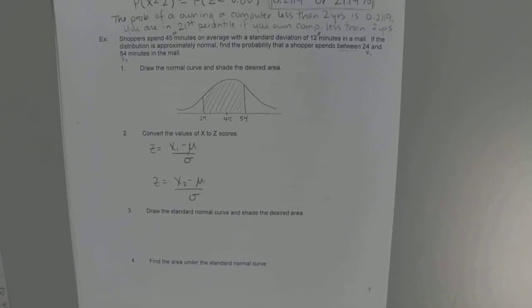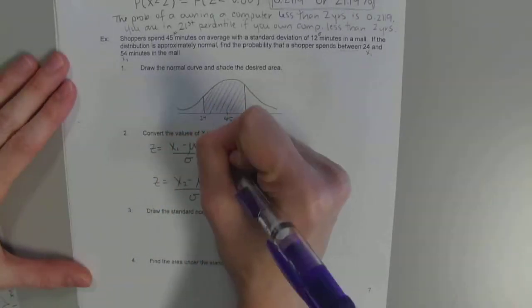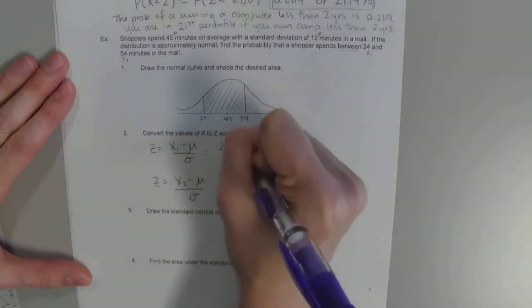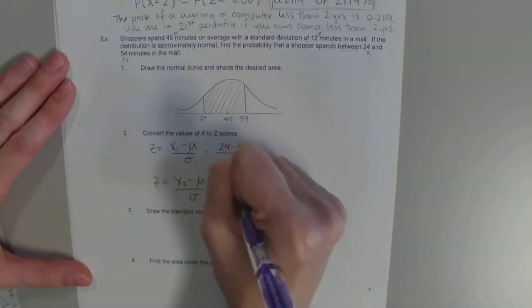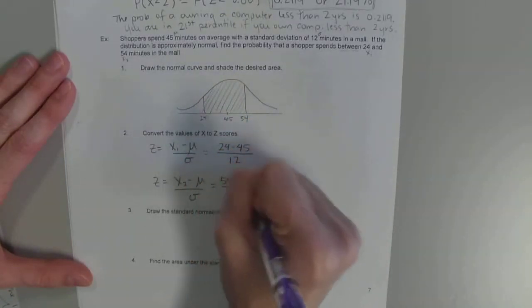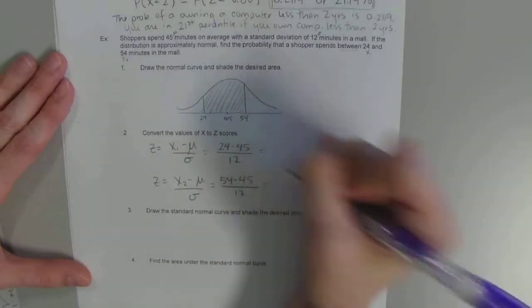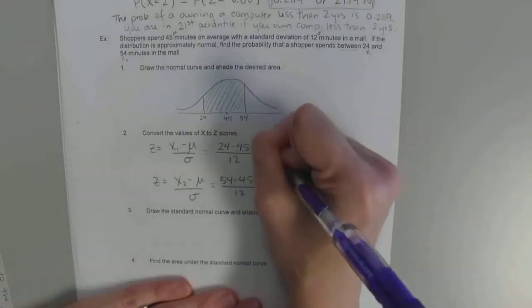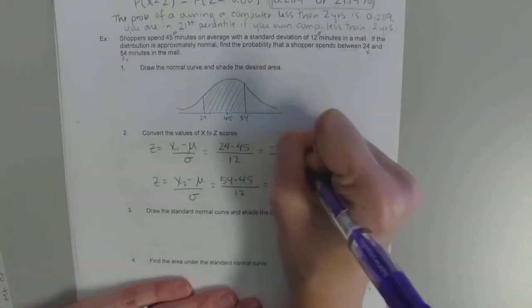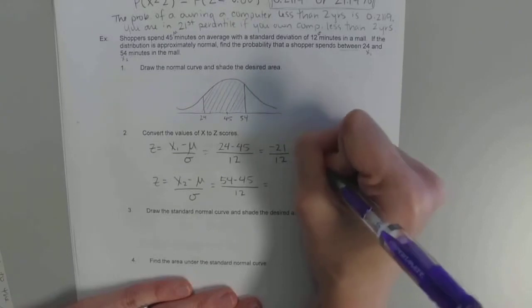For one scenario, it's going to be 24. For the other scenario, it's going to be 54, but our mean stays the mean of 45, and our standard deviation stays a standard deviation of 12, okay? So this is going to be 24 minus our mean of 45 over a standard deviation of 12, and this is going to be 54 minus our mean of 45 over our standard deviation of 12. All right, and again, make sure you do the subtraction first. So we're going to get a difference of negative 21 on top divided by 12. So that's negative 1.75.